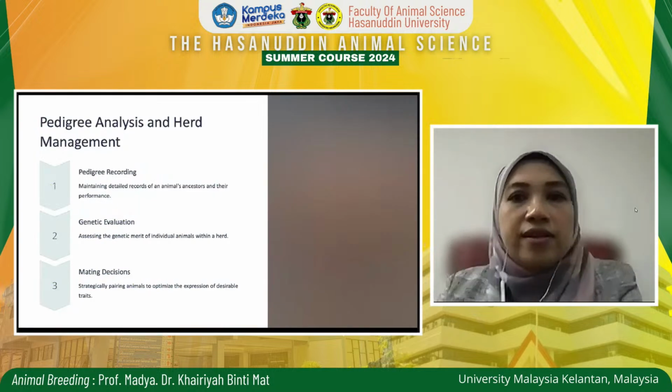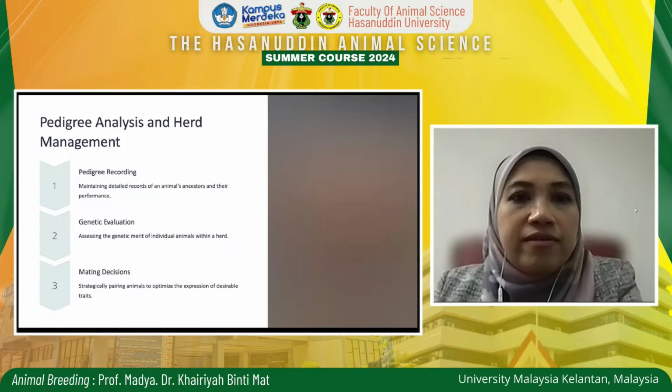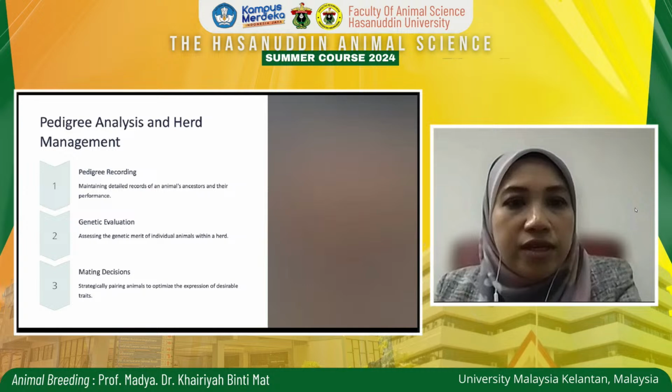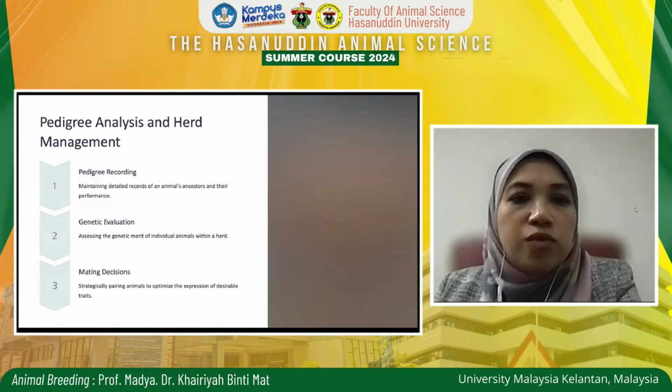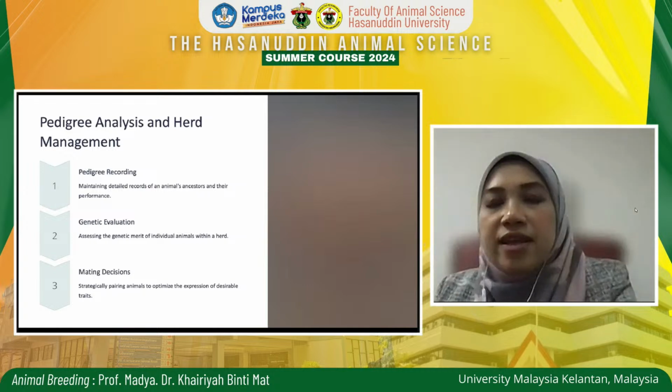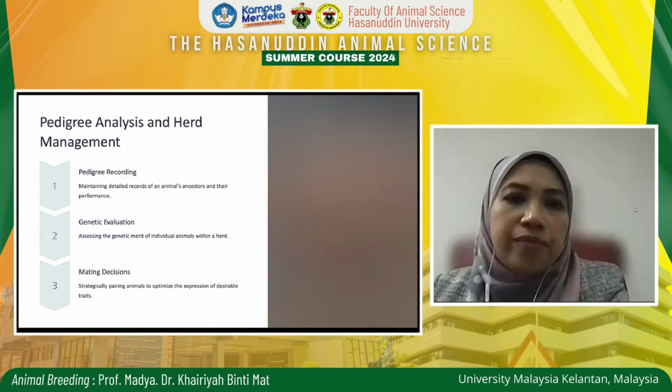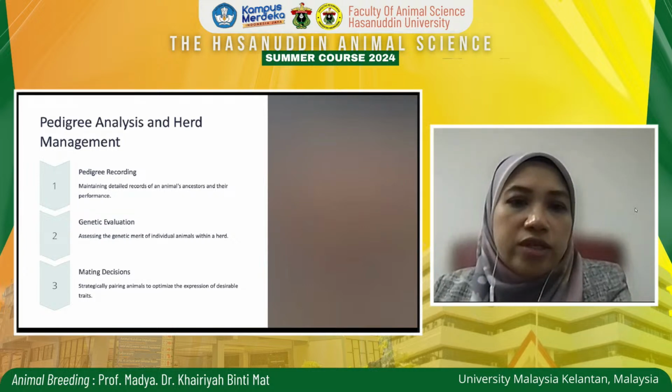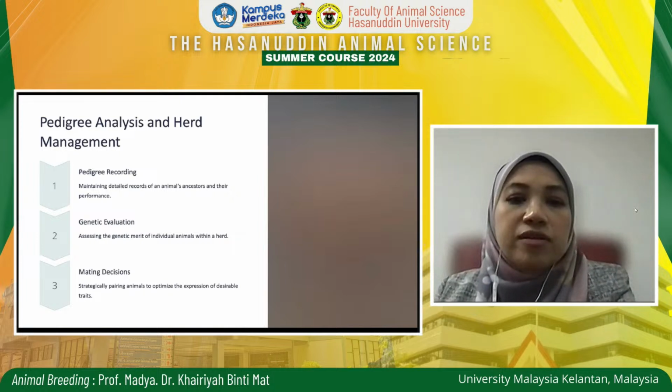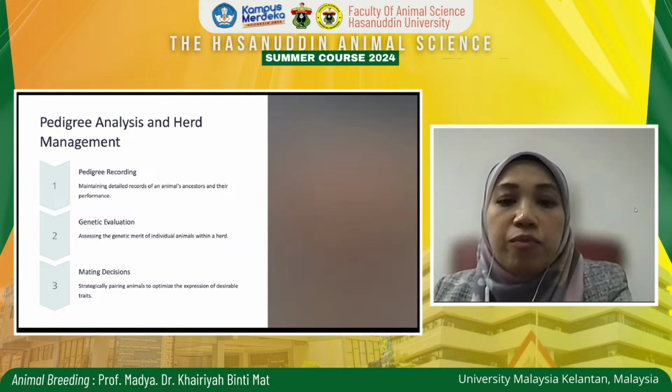Okay, next, the pedigree analysis and herd management. Pedigree records are very important. We need to maintain detailed records about the ancestors and how the ancestors perform. And then again, genetic evaluation to assess the genetic merit of the individuals within the herd. And then only we can do mating decisions. Then only we can strategically pair the animals, so as to improve the expression of desirable traits.